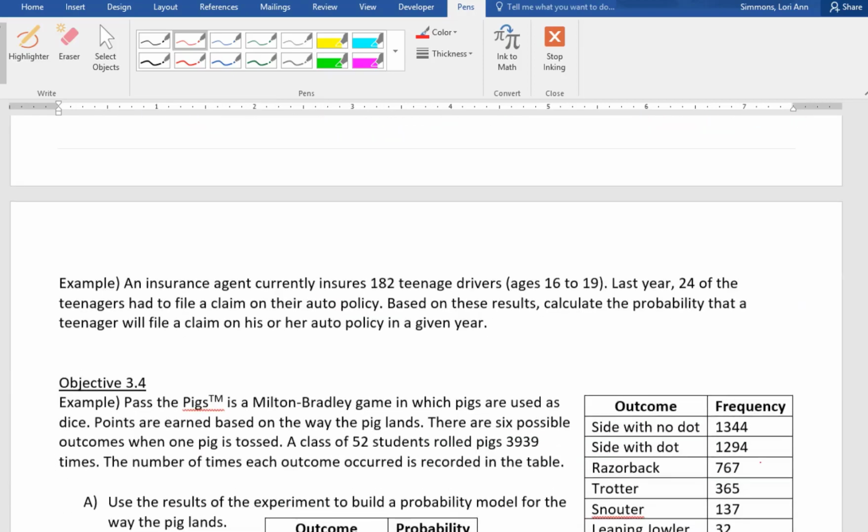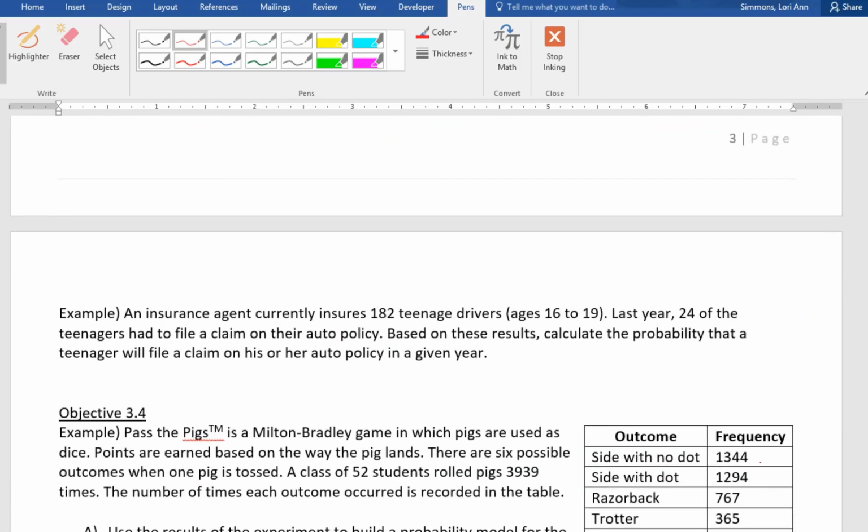Let's look at an example. An insurance agent currently insures 182 teen drivers. Last year, 24 of the teenagers had to file a claim on their auto policy. Based on these results, calculate the probability that a teenager will file a claim on his or her auto policy in a given year. So we're looking for the probability of E. What's the frequency of filing a claim? So E is file a claim.